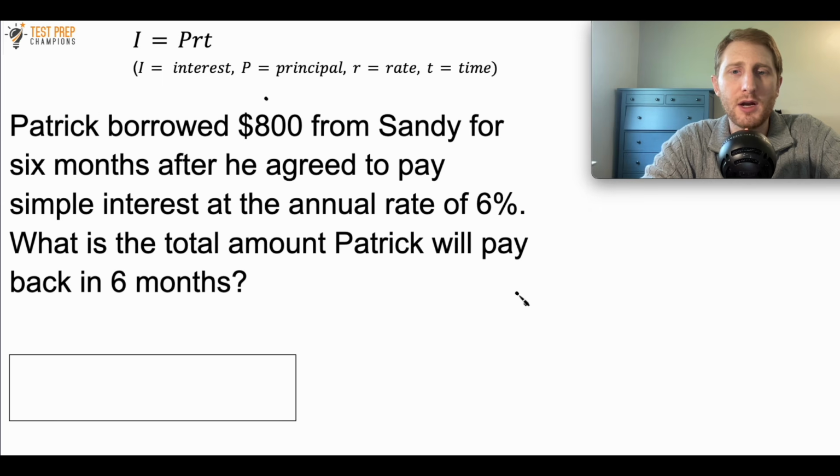Now, the first thing that I want to point out here is that the question is asking, what is the total amount Patrick will pay back? So I'm going to underline payback here because we don't just want to calculate the interest, we want to figure out the total amount he will pay back. And if you're not sure why I'm taking the time to underline that, hopefully it'll be more clear as we get towards the end of the question.